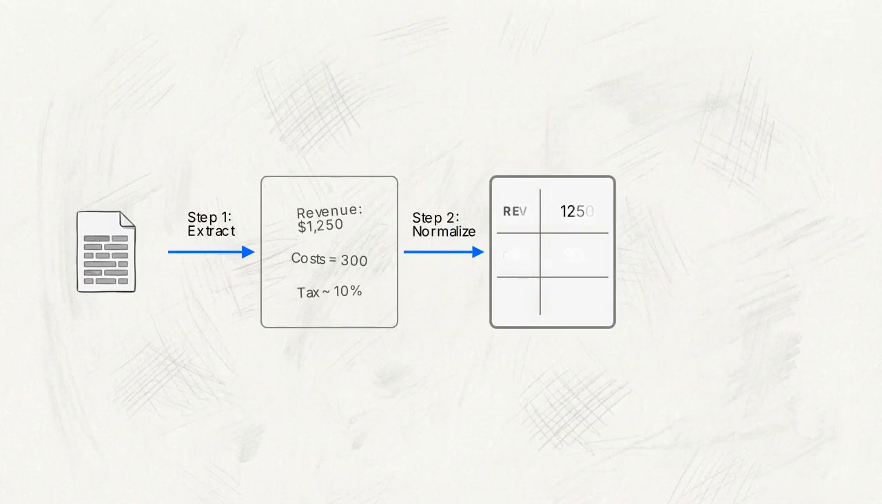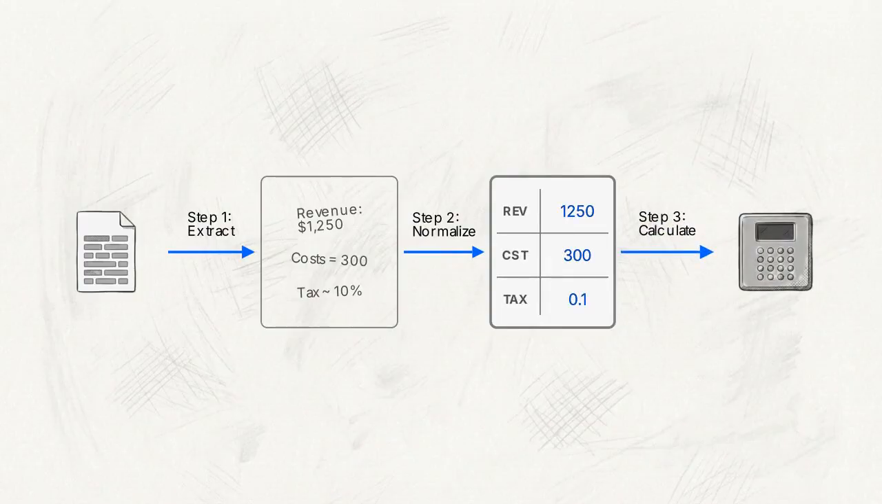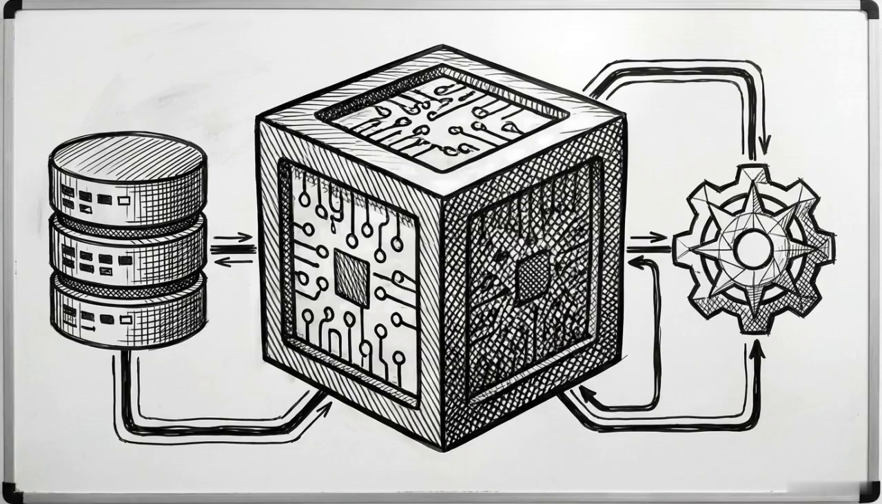The first step uses one prompt to extract raw text. The second step normalizes that text into standard numbers. A third step routes those numbers to a calculator tool to perform arithmetic. This modularity lets the system interact with external databases or APIs at precise moments, without overwhelming the language model with too many instructions at once.